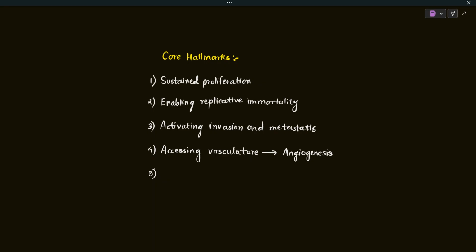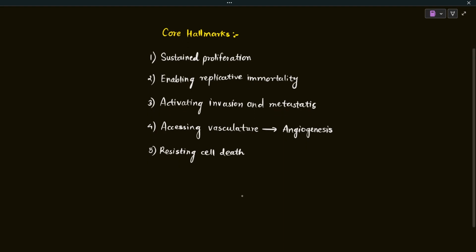Again, an important one is that they resist cell death, so they do not undergo apoptosis. We also discussed this in the properties of cancer cells. So this is also a hallmark of the cancer cell. There is another very important hallmark: they can evade growth suppressors.